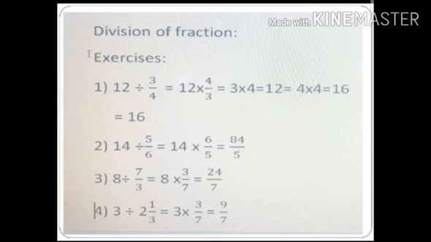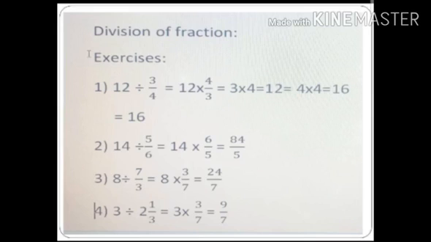Here I have used the direct cancellation method. 12 into 4 by 3. See, 3 is a common number that goes in 12. So here we can do direct cancellation, children. When you directly cancel, 3 ones are 3, 3 fours are 12. So the 12 will be reduced to 4. Now we have 4 on this side and 4 on the other side. When you multiply 4 into 4, the answer will be 16.